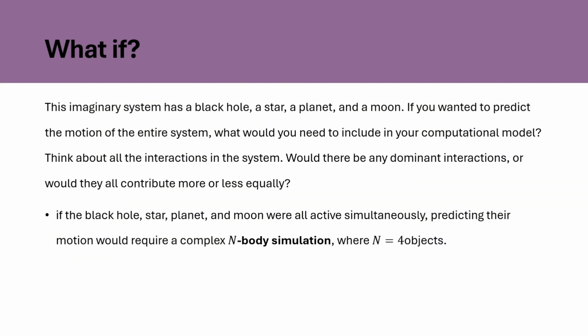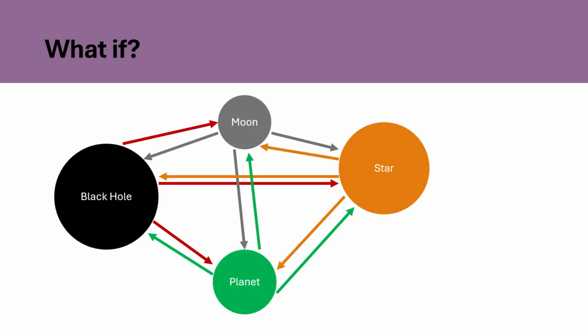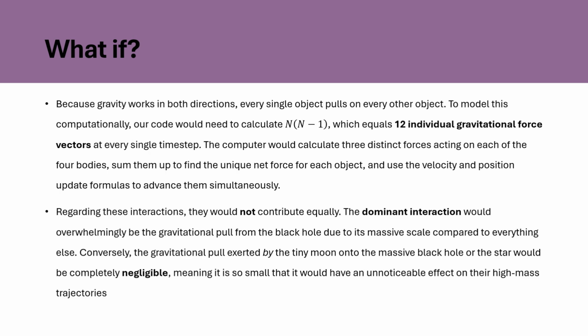If we wanted to predict the motion of the entire system, what would be needed in your computational model? Well, there's a black hole, the star, the planet, and the moon, which means there are 3 forces times 4 objects, which means there would be 12 forces acting in total. Regarding these interactions, they would not contribute equally. For example, the black hole has the biggest mass compared to all systems, and therefore would have the biggest gravitational pull, whereas the moon's or the star's gravitational pull is so small that it is negligible.